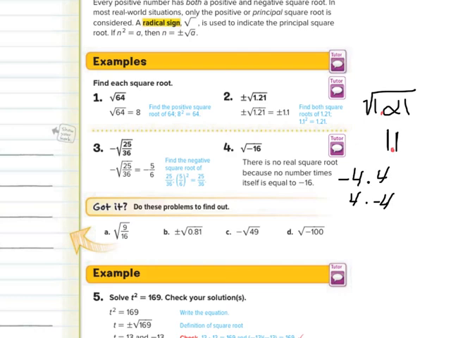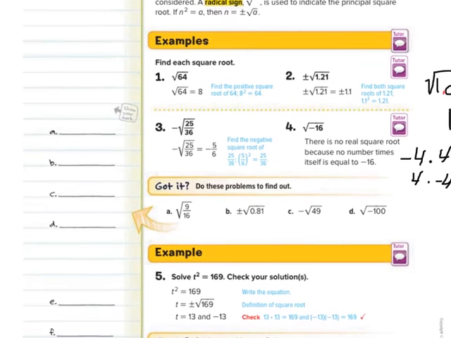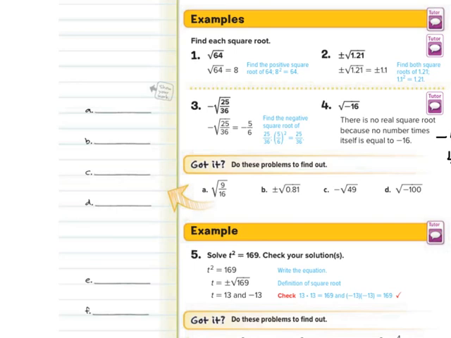Now what about our got it questions? Well, we have the square root of 9/16. And for this, let's take the square root of 9 over the square root of 16. Well, the square root of 9 is 3. The square root of 16 is 4. So the square root of 9/16 is 3/4.